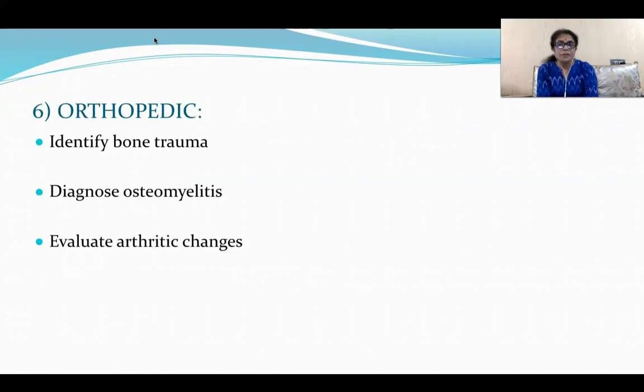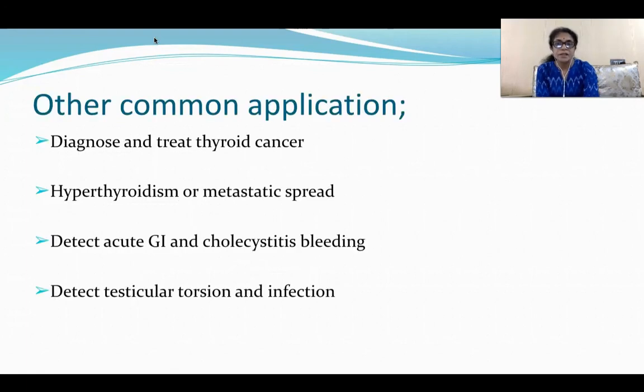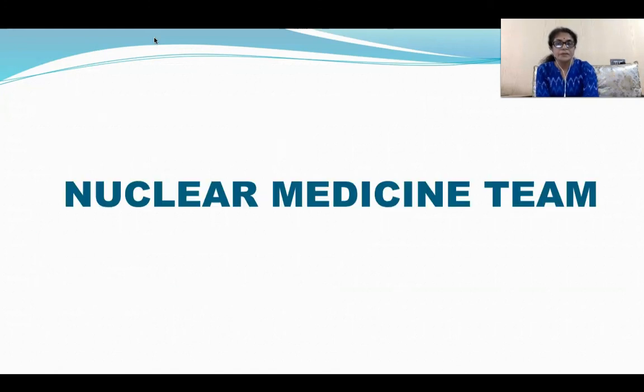In orthopedic problems, we can identify bone trauma, diagnose osteomyelitis, and evaluate arthritic changes which are very small in size. Other common applications are to diagnose and treat thyroid cancer. Hypothyroidism or metastatic spread can also be seen. Detect acute GI bleeding and cholecystitis. Detect testicular torsion and infections.